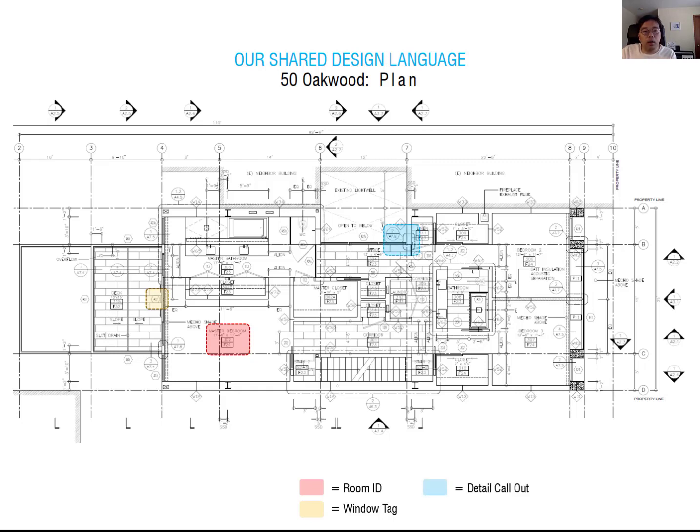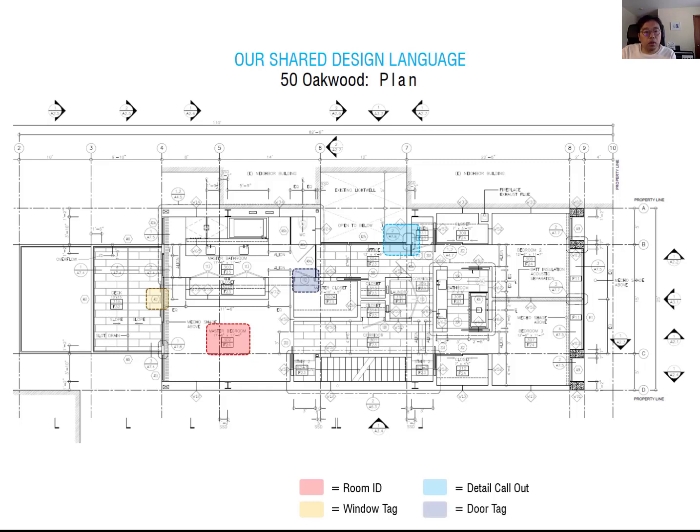Also, you have to call out the detail here. If you want to know about this corner condition better, the plan does not deliver all the different information from this region. You have to follow the detail callout and the sheet number to better understand the detail for this corner condition.